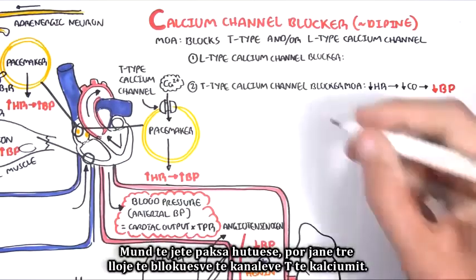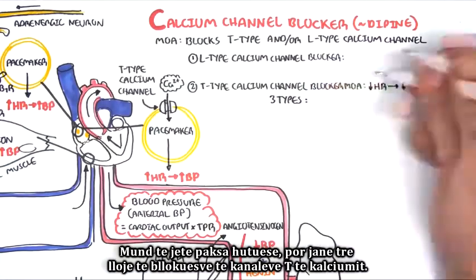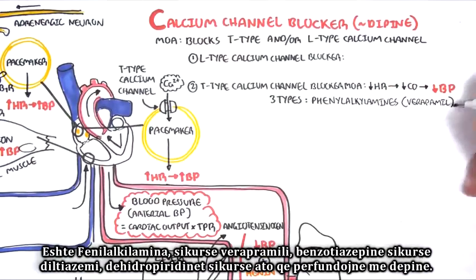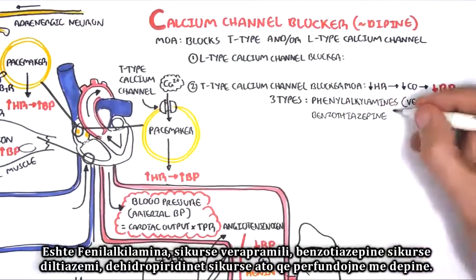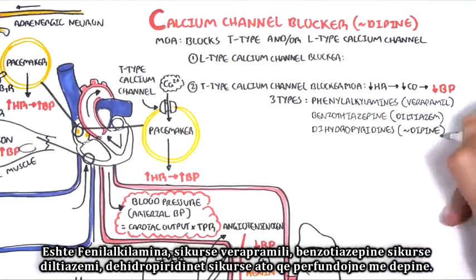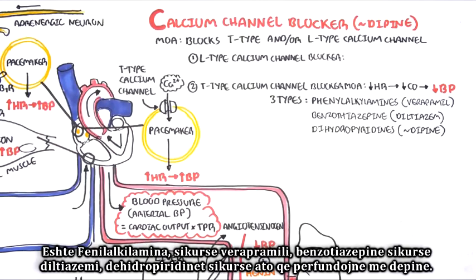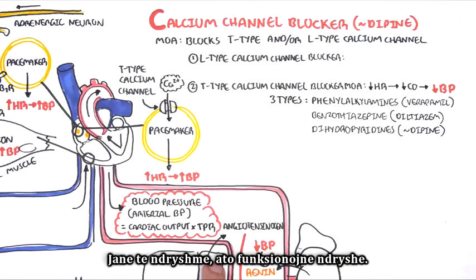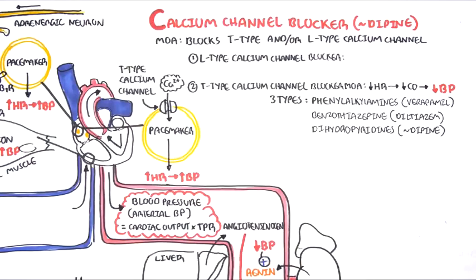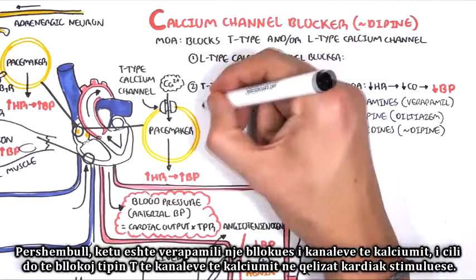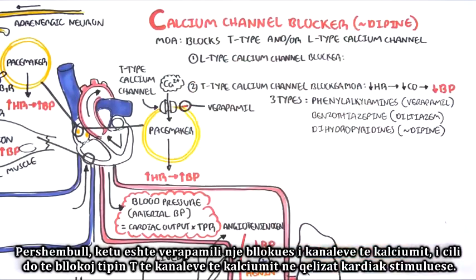This might get confusing, but there are three types of T-type calcium channel blockers. These are the phenylalkylamines, such as verapamil, the benzothiazepines, such as diltiazem, and the dihydropyridines, such as the ones that end in dapine. So they are all different, but to put it simply, they just work differently, and they also work on L-type calcium channels. But anyway, so for example, here is verapamil, a common calcium channel blocker, which will block the T-type calcium channels of the pacemaker cells.